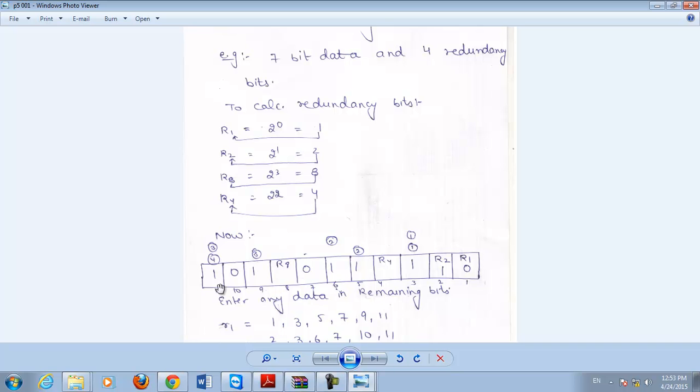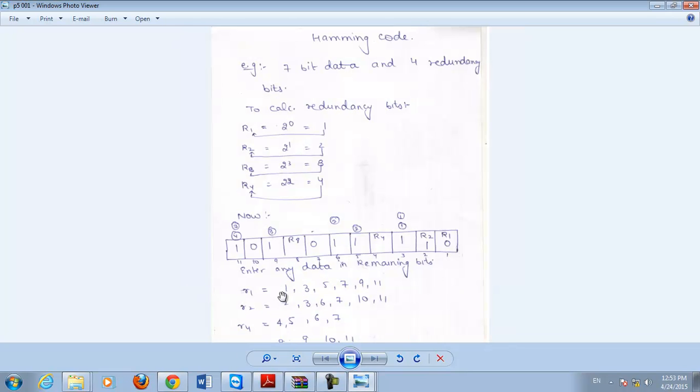Now, after entering the data in the remaining bits, you have to calculate R1. R1 is at the first location. In the case of R1, you have to take 1 bit and skip 1 bit. Means we take R1 and skip R2, then we take 3 and skip 4. That means we take bit by bit after skipping 1 bit. So take 1, then 3, then 5, then 7, then 9, then 11 in the case of R1.